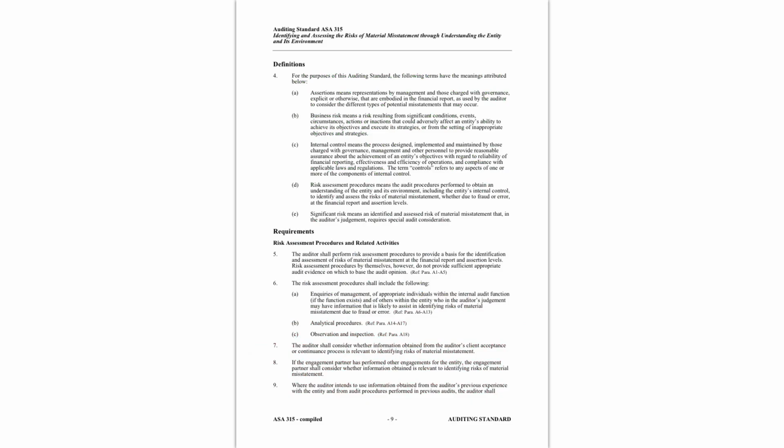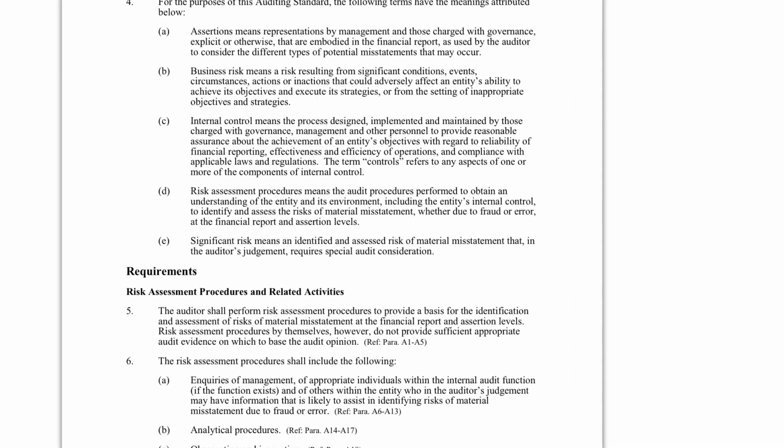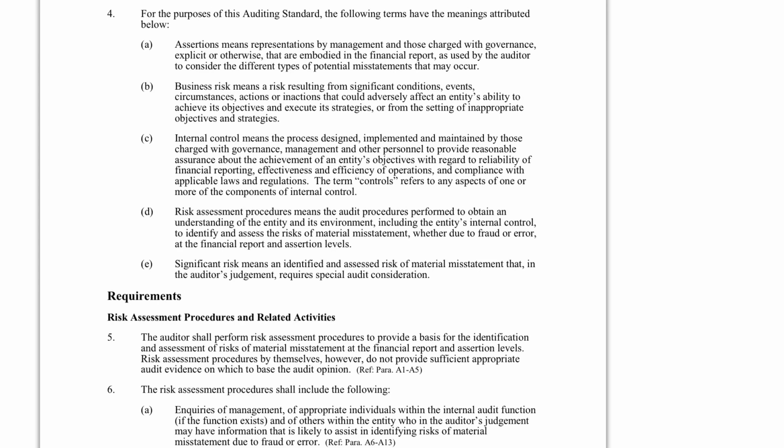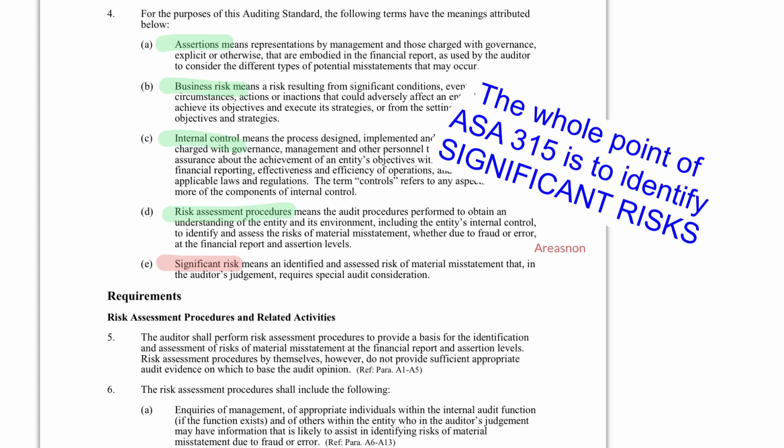There's definitions. I'm not going to dig into the definitions, but there are things like assertions. We need to understand what assertions are, and they're contained within the appendices of ASA 315. We need to understand business risks. We need to understand the policies and procedures or internal controls, the risk assessment procedures that the auditors are going to do, and then identify something called significant risks. These are really critical because these are going to be areas of importance.